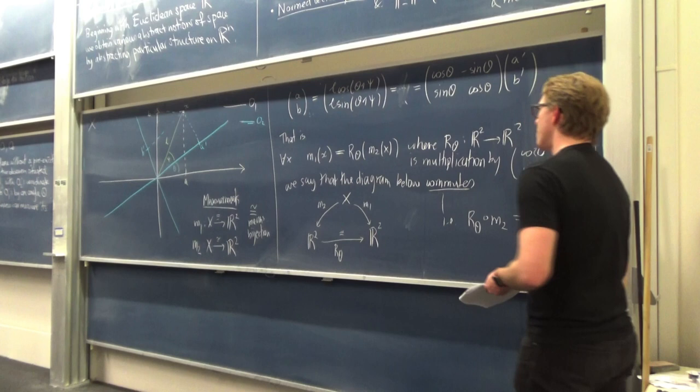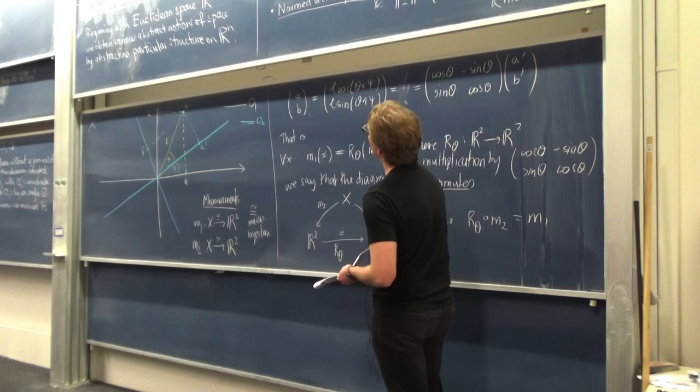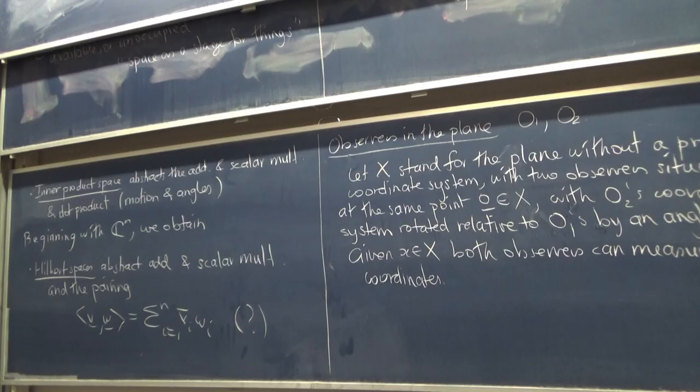Okay, so we've got our two observers. We've got a transformation of R2 which relates the measurements which are made by these two observers. And that transformation is, well, a rotation. That's pretty reasonable. Okay, and that's the symmetry I'm talking about, all right? R theta is a symmetry of R2. I mean, it's a linear automorphism of R2. That's what a symmetry is.